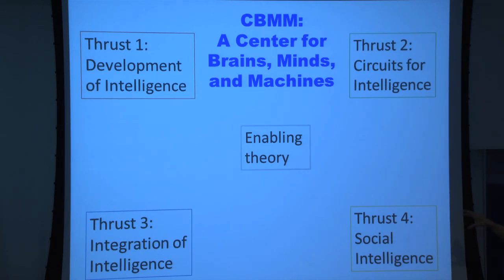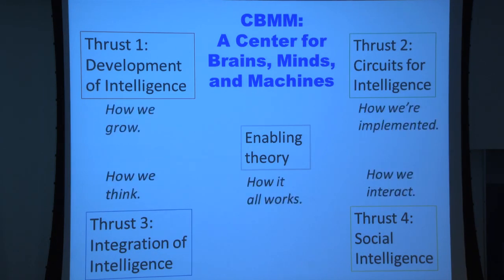At the heart is a notion of social intelligence, that it's not just about what goes on in your head, but how intelligence supports your interaction with others, and the brain circuits that support that. And at the middle is a set of enabling theoretical, mathematical, computational principles, like the math of finding structure in data, but more than that. To sum this up in terms of a set of slogans, it's about how we grow, how we think, how we interact, how we're implemented, and how it all works. And we think we're poised to make really fundamental progress on these problems on both the science and engineering side.